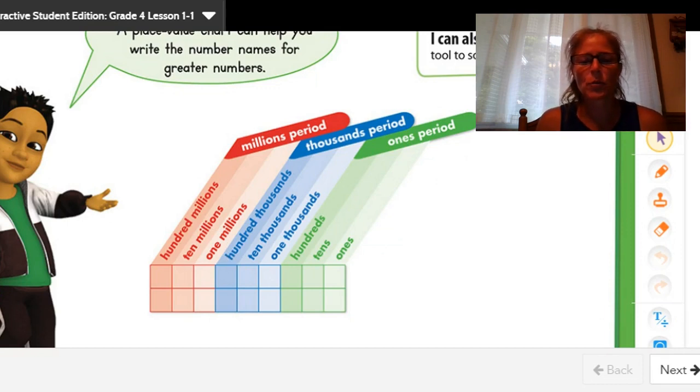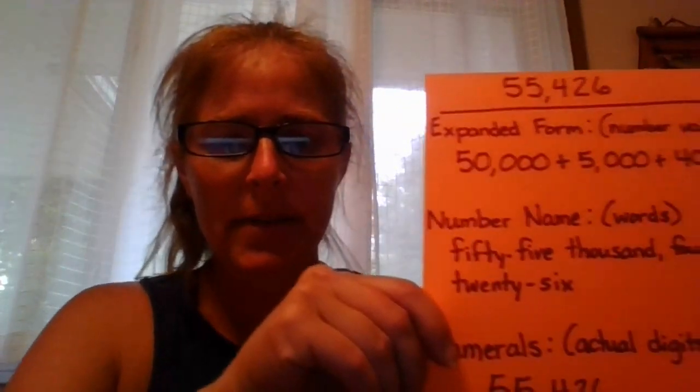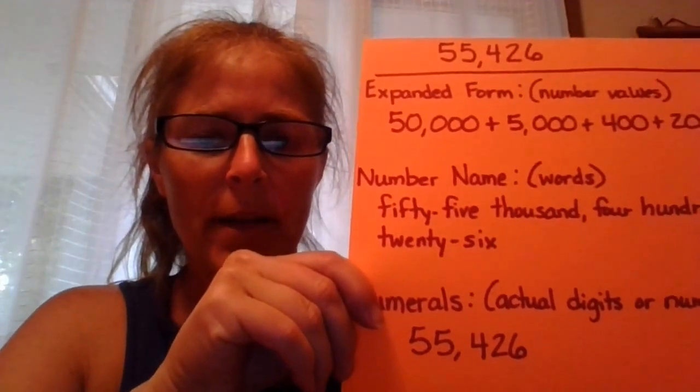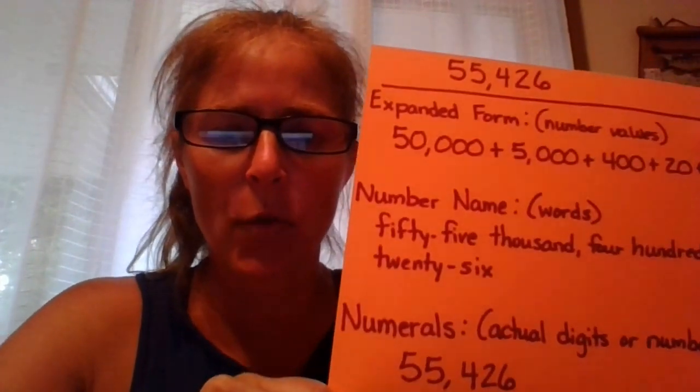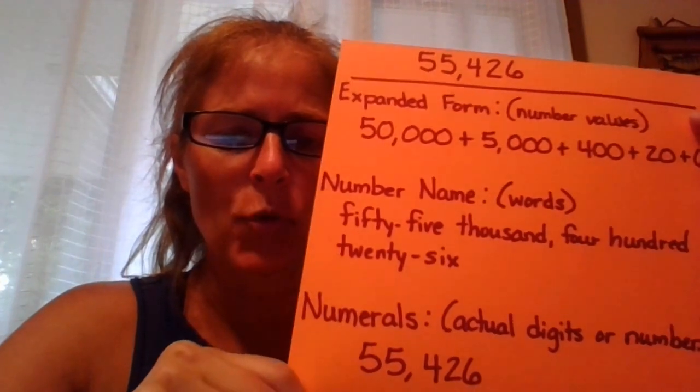So we're going to look at numbers, and there are 3 different ways that you can look at a number. You can look at it using expanded form, you can look at it using just the number name, and you can look at it using the numerals. We're going to talk about all 3, and then I'm going to have you practice them. All right, so we're going to talk about the 3 different ways that we're going to be looking at numbers. We are going to use expanded form, number name, and numerals.